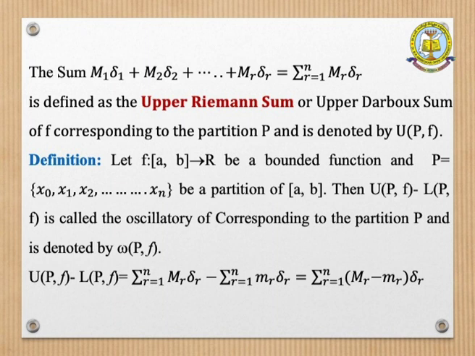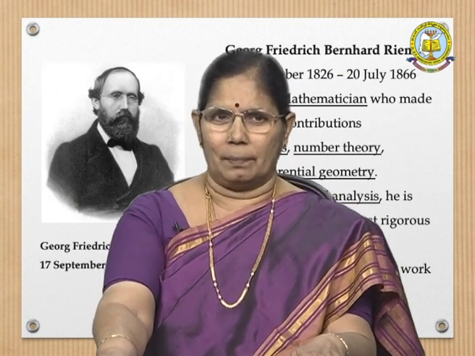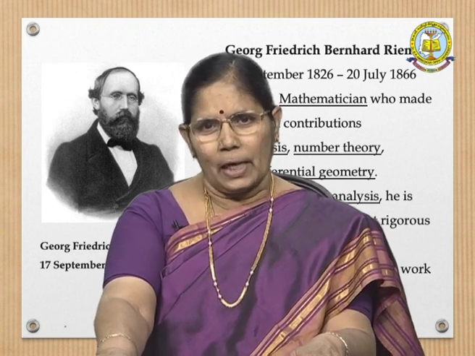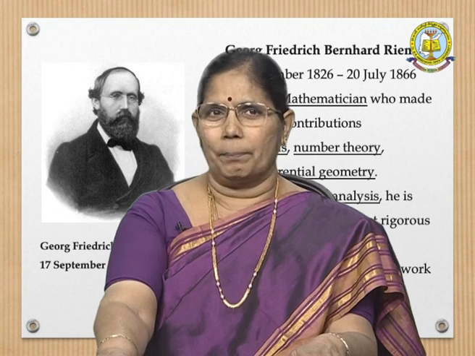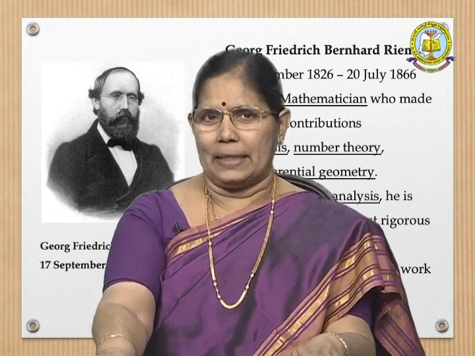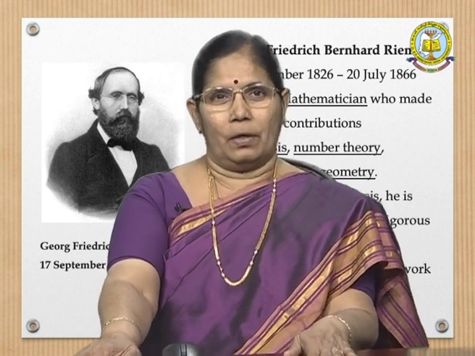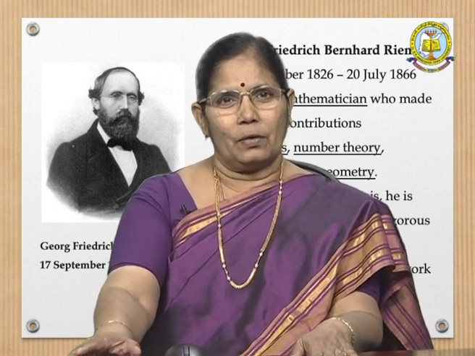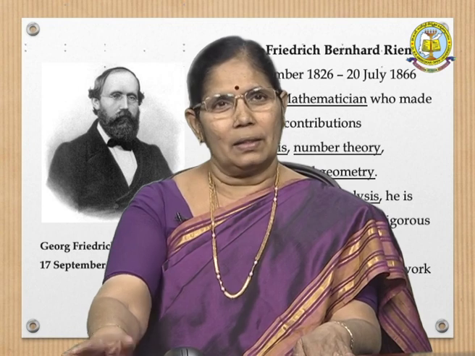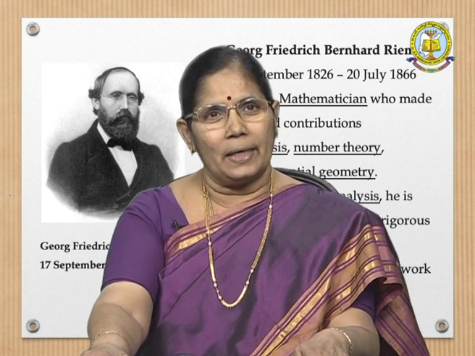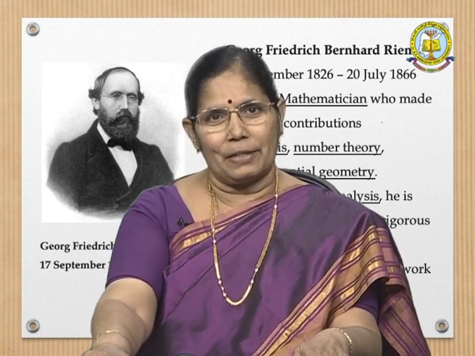Now, we see what we mean by the set of all U(P, f) and L(P, f). According to the definitions of U(P, f) and L(P, f), we are going to prove that the set of all lower Darboux sums, that is the set of all L(P, f), is bounded above, and the set of U(P, f) such that P belongs to the finite partitions of [a, b] is bounded below. From the completeness property, we know that a subset of real numbers which is bounded above has a supremum and which is bounded below has an infimum. So, R satisfies the completeness property.